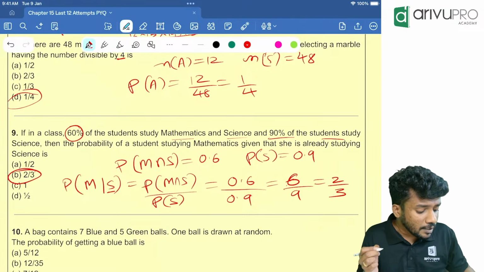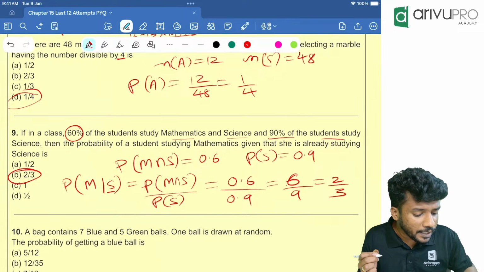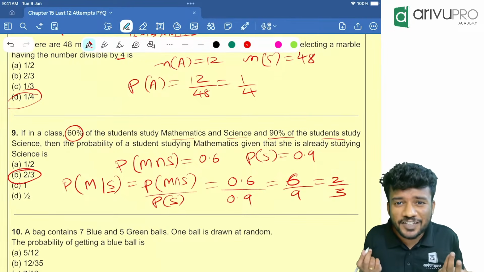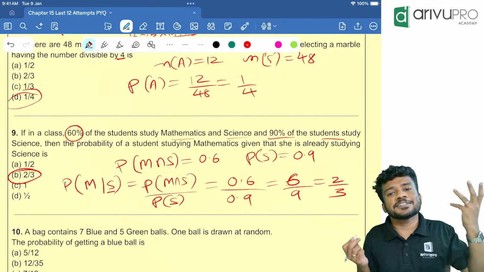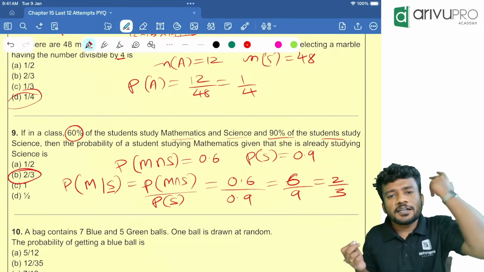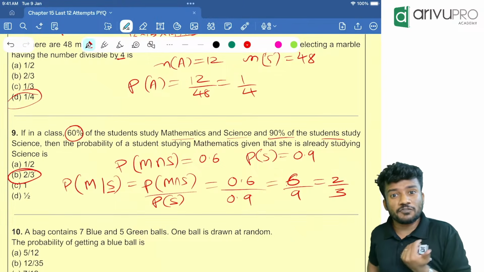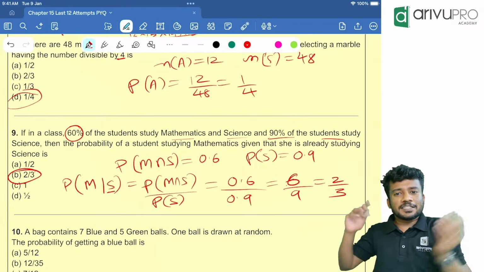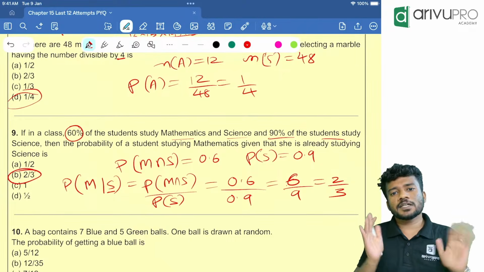Or how will you do it? Take a calculator and type 6 divided by 9. You will get 0.66666. Then check which option is giving you 0.66666. That is option B. So two methods are there. Whichever is fine with you. If you are good with factorization, go with the first method. If you are not at all good with factorization from a very young age, go with the calculator.